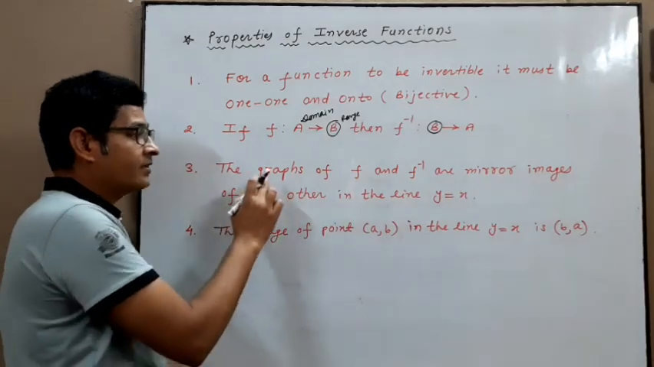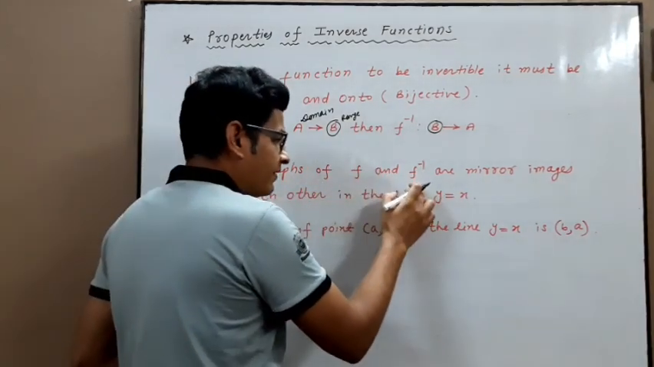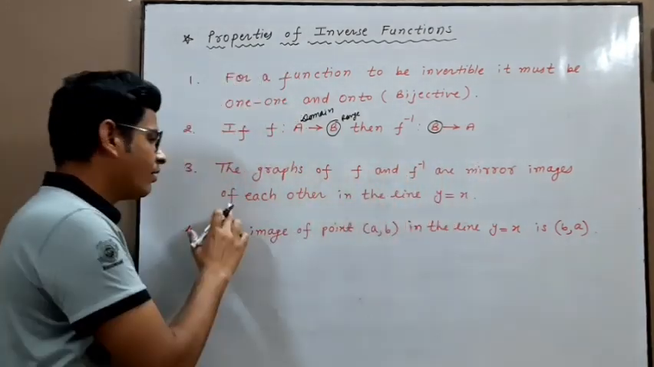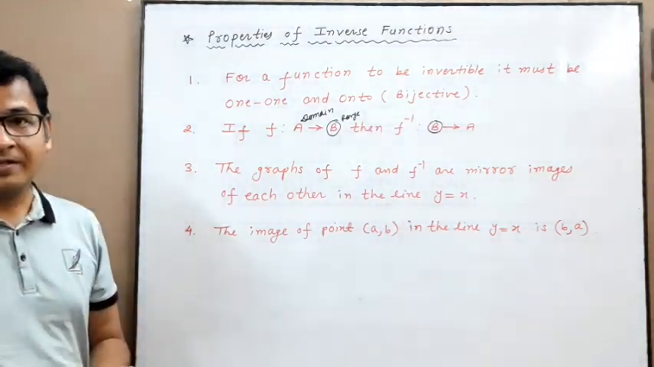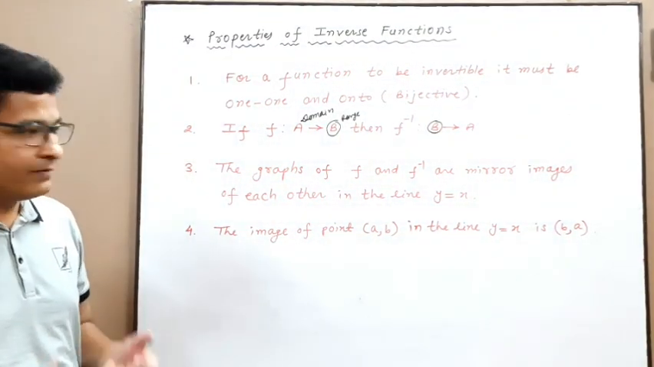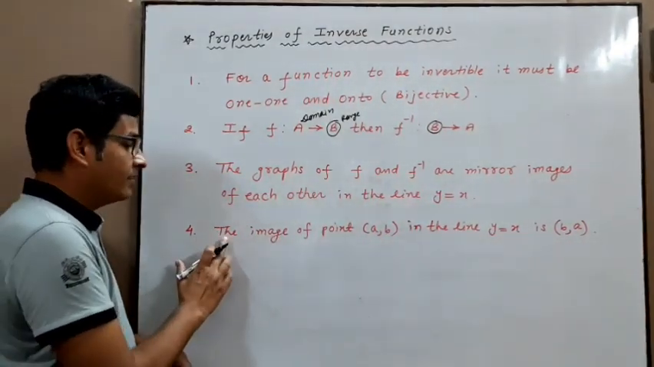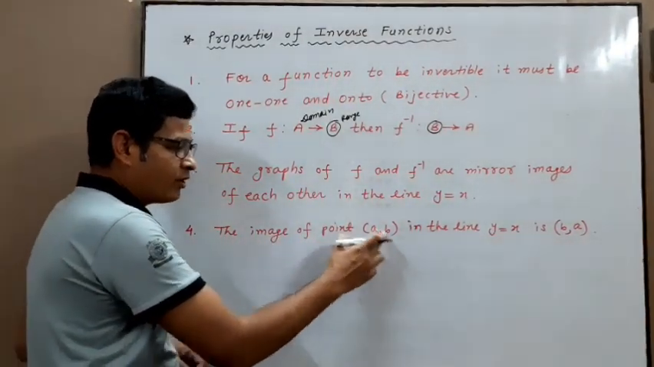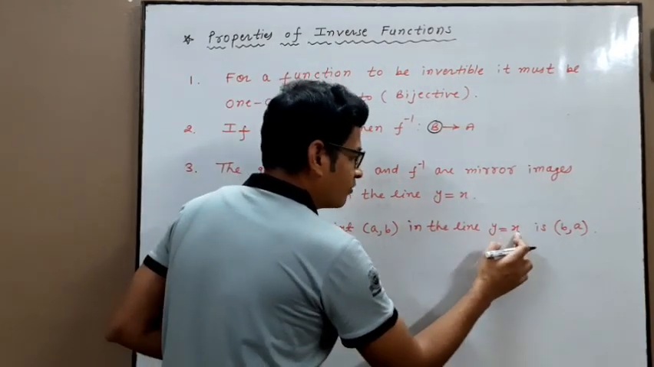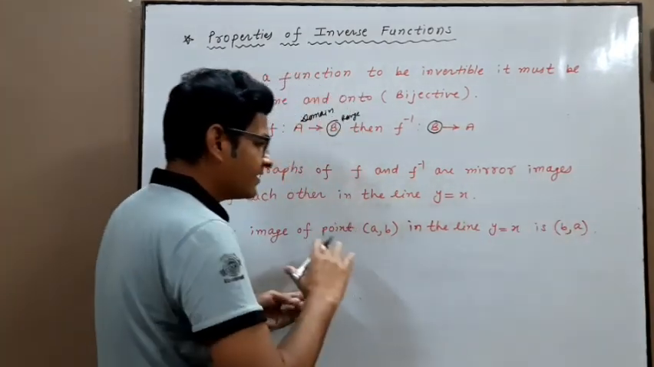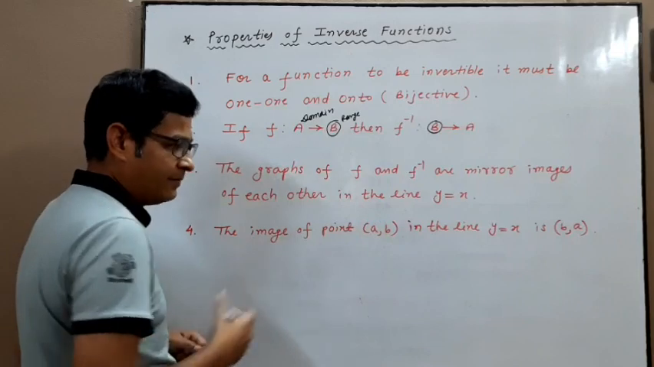Third, the graphs of f and f inverse are mirror images of each other in the line y equal to x. Everyone knows the line y equal to x. The image of the point (a, b) in the line y equal to x is (b, a). Just interchange the positions of a and b.